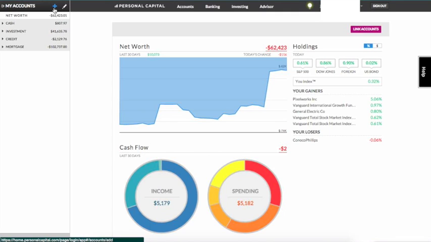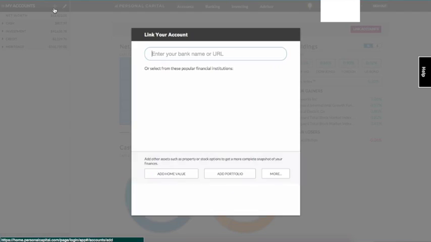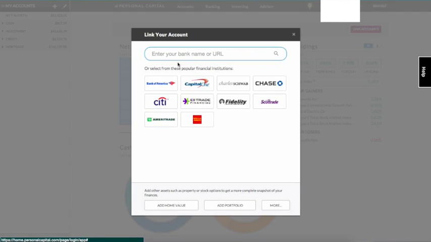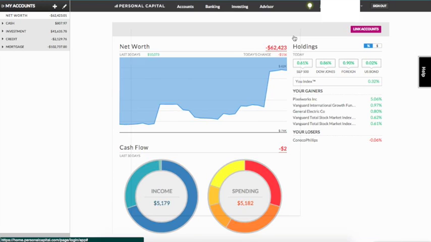But if you wanted to add your accounts, you can just pick this little plus sign at the top right next to my accounts and you can pick your bank or enter your bank's URL or do something else like add a home value, or other assets that you might want to keep track of. I've chosen not to add my home value because I think it skews my net worth and it's not like I can just turn around and sell my home tomorrow if I wanted to. It would take a little bit more preparation than that.